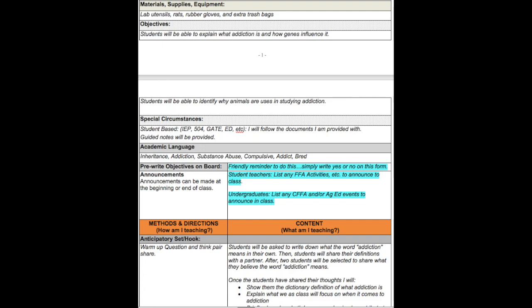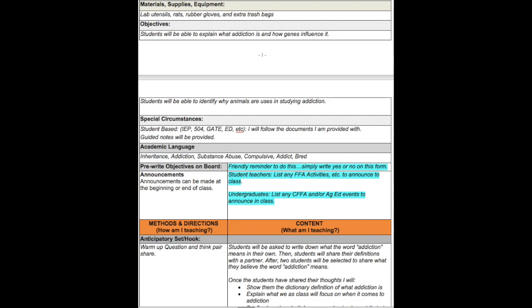So I always open a class up with announcements. Then I'm going to go into my hook. In my hook, I am using a warm-up question and then a think, pair, share. Students will be asked to write down what the word addiction means in their own words. Then students will share their definition with a partner. After, 2 students will be selected to share what they believe addiction means with the class.